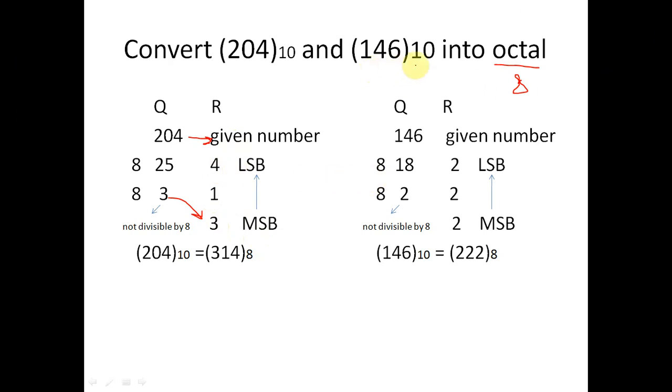Now this 146 is converted into an octal number. 146 is the given number. This given number is divided by 8, so the quotient is 18 and the remainder is 2. These 18 are again divided by 8, so the quotient is 2 and the remainder is 2. This 2 is not divisible by 8, so write it as it is. So arrange these numbers from bottom to top, and the answer is 222.